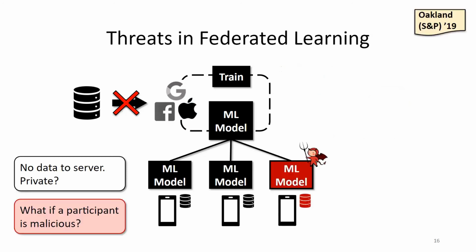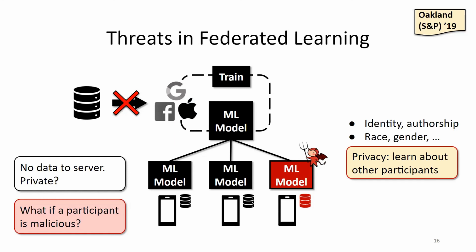What if a participant of this collaborative training is malicious? Remember that a participant can receive the global model from the server in each round of training, and the global model is actually an aggregation of all the local models trained by each participant in the previous round of training. And in one of our works, we showed that just by looking at this aggregation, the adversary can actually learn information about other participants. For example, they can infer participants' identity, authorship, or even sensitive demographic information just by looking at these aggregates.